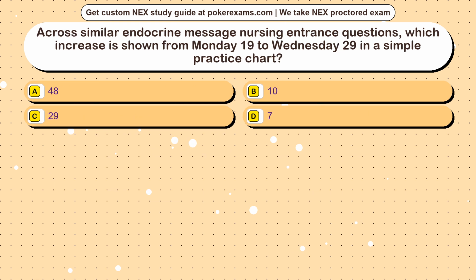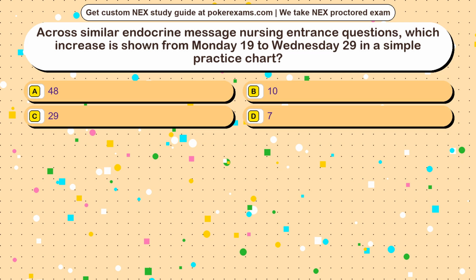Question 20. Across similar endocrine message nursing entrance questions, which increase is shown from Monday 19 to Wednesday 29 in a simple practice chart? Option A, 48. Option B, 10. Option C, 29. Option D is 7.